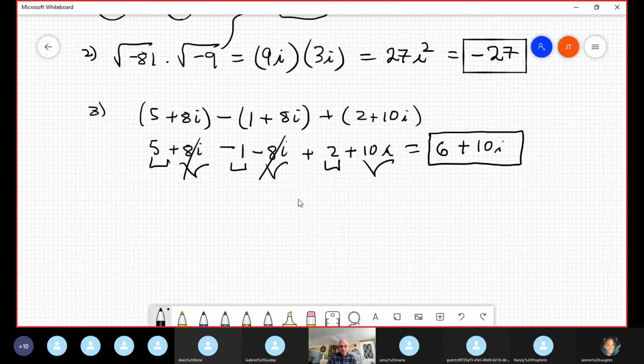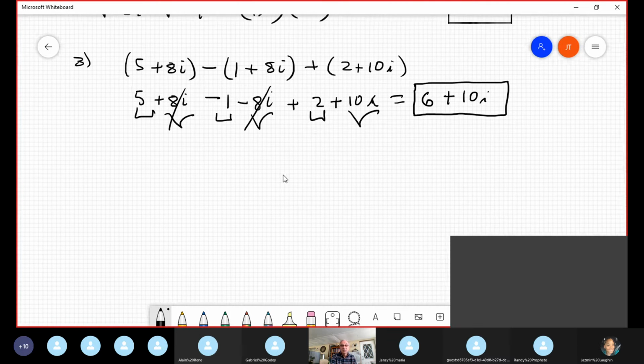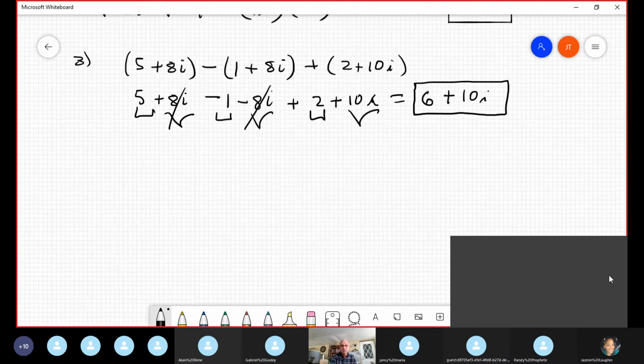I don't know why some students make a mistake in this question. It's super easy. Some students try to use FOIL. What the hell, FOIL? FOIL is for multiplication, but for addition and subtraction, no FOIL. Clear or not clear? Okay.